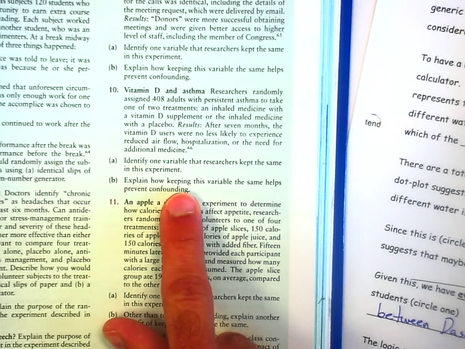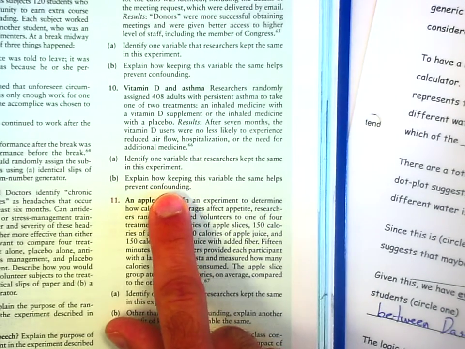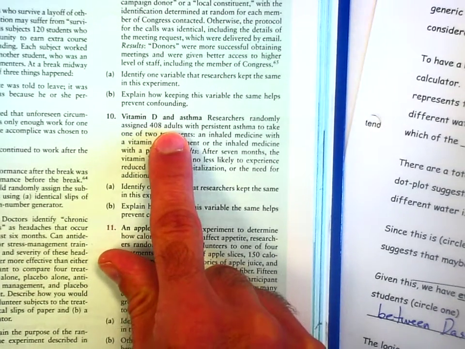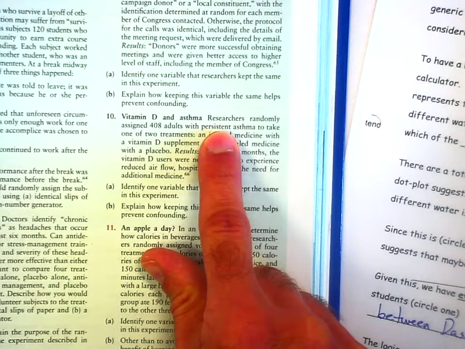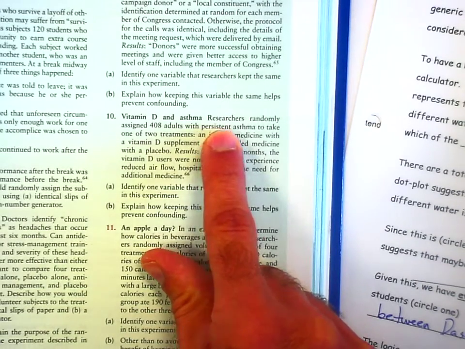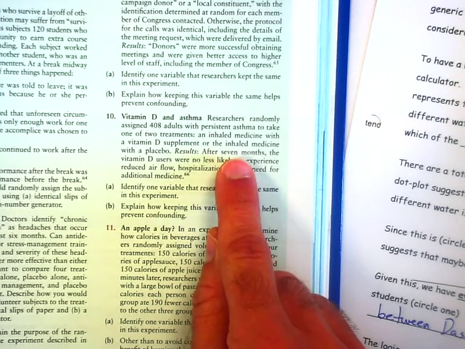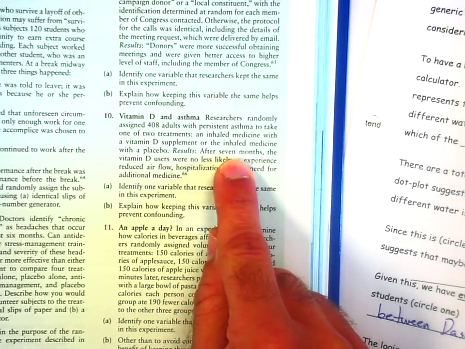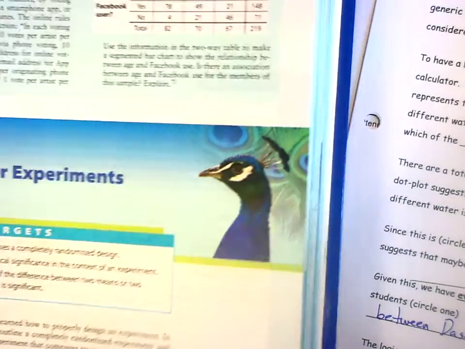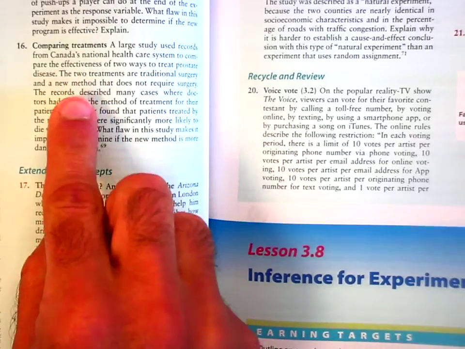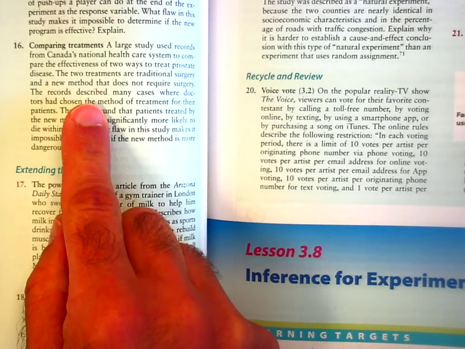How does keeping this variable the same prevent confounding? Or how does it prevent confusing our comparison at the end of the experiment? So understand, by using only adults, by using specifically adults with persistent asthma, we have comparable groups. And that makes the comparison that we make at the end of the experiment more valid. We can trust it. So, again, same thing. If you haven't read question number 16 yet, pause the video and take a look. Read it first.